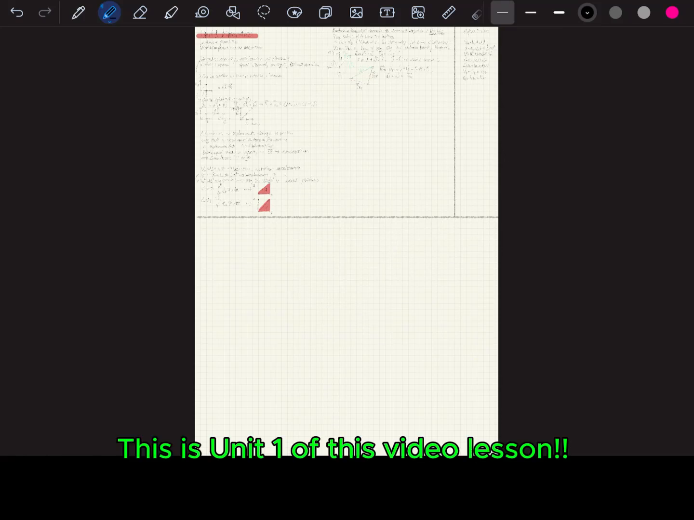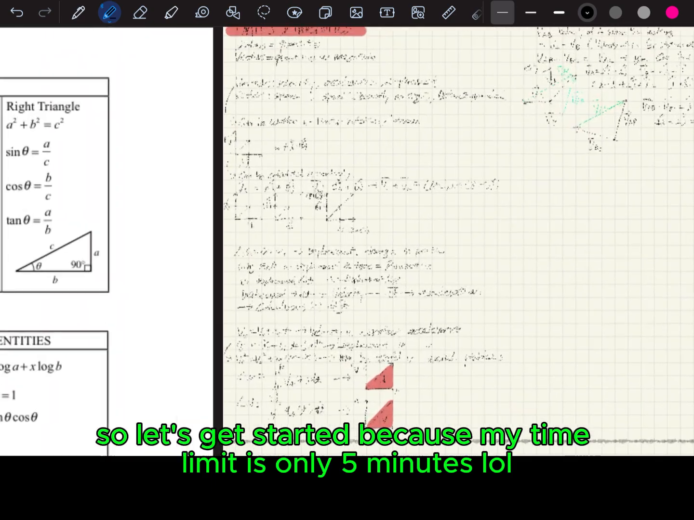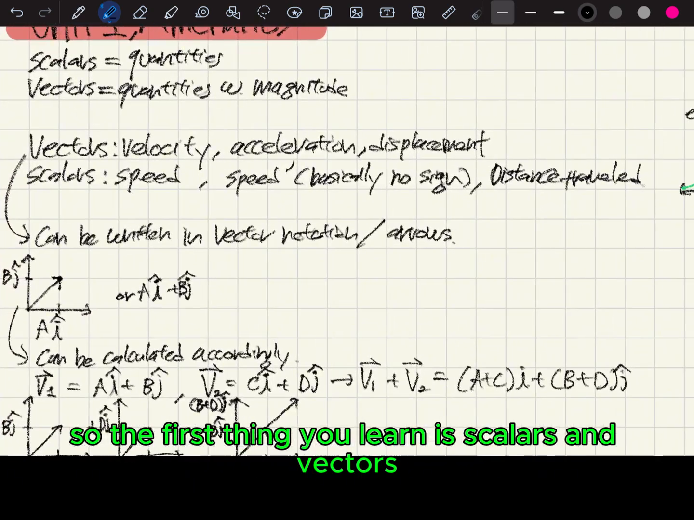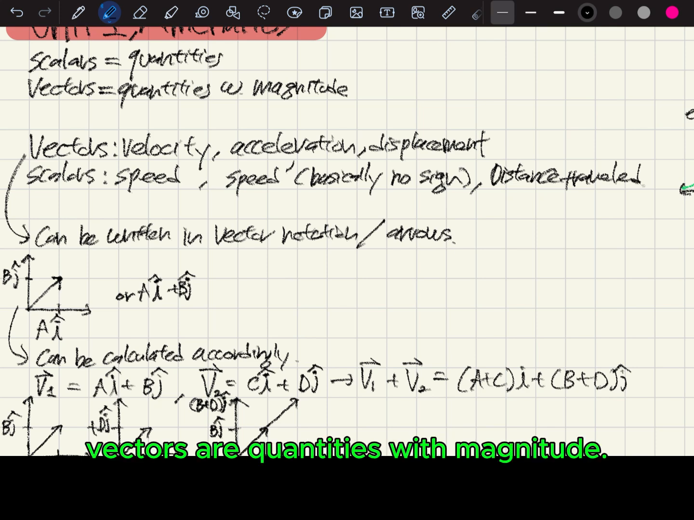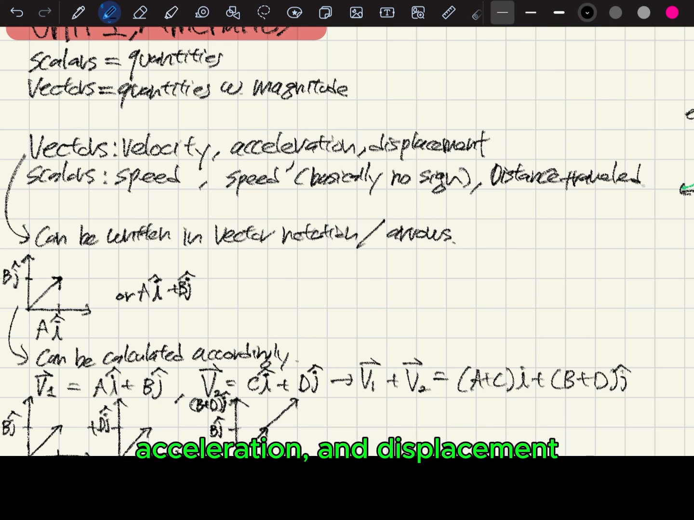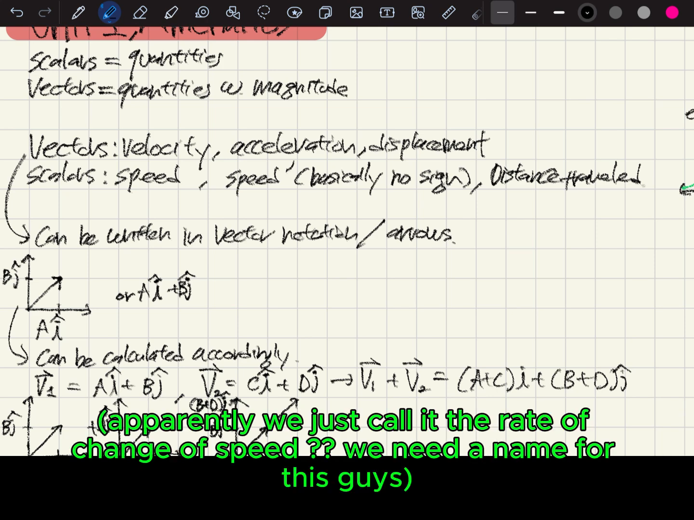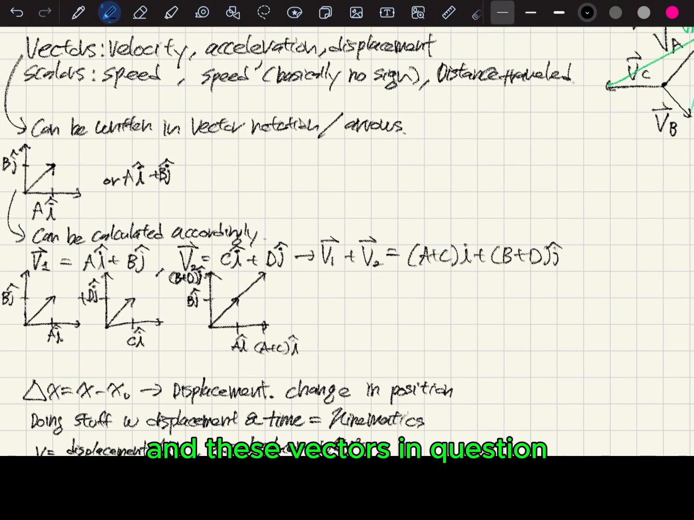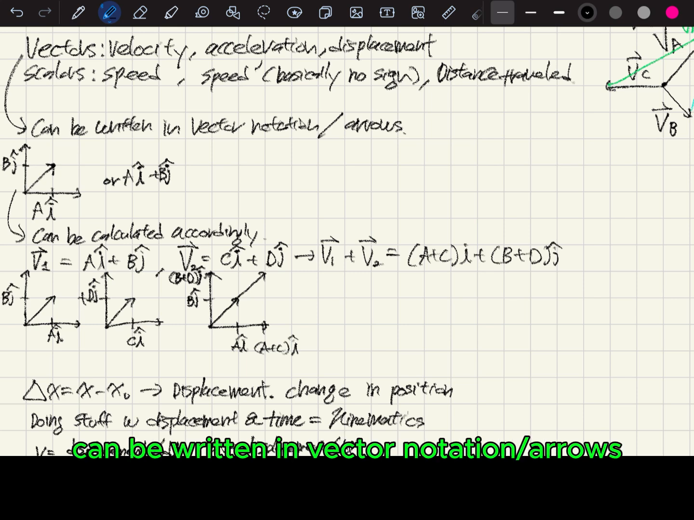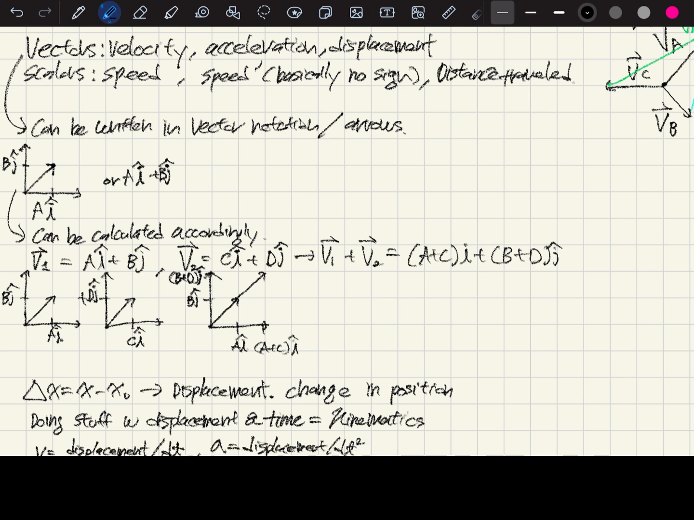Okay, so this is unit 1 of this video lesson, so let's get started because I have only 5 minutes. So the first thing you learn is scalars and vectors. Scalars are quantities, vectors are quantities with magnitude. As you can see, vectors are velocity, acceleration, and displacement. Scalars are speed and distance traveled. And these vectors in question can be written in vector notation or arrows.